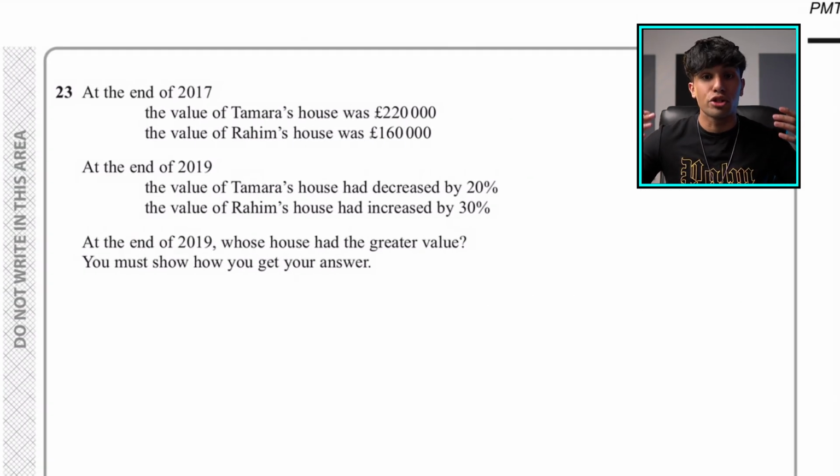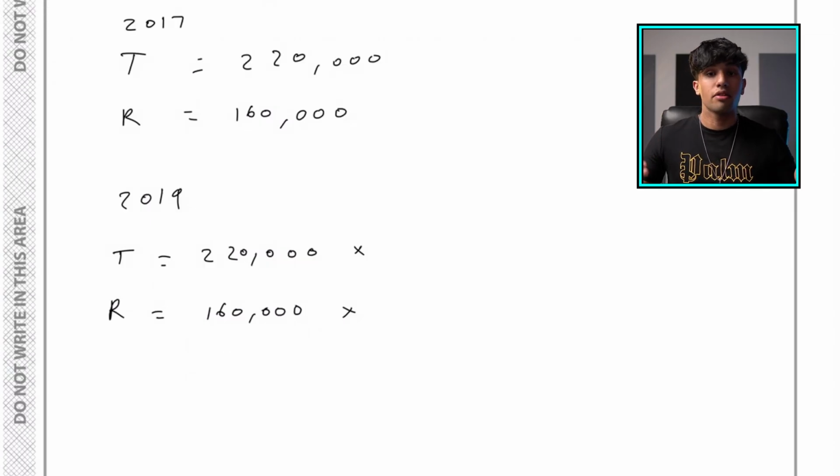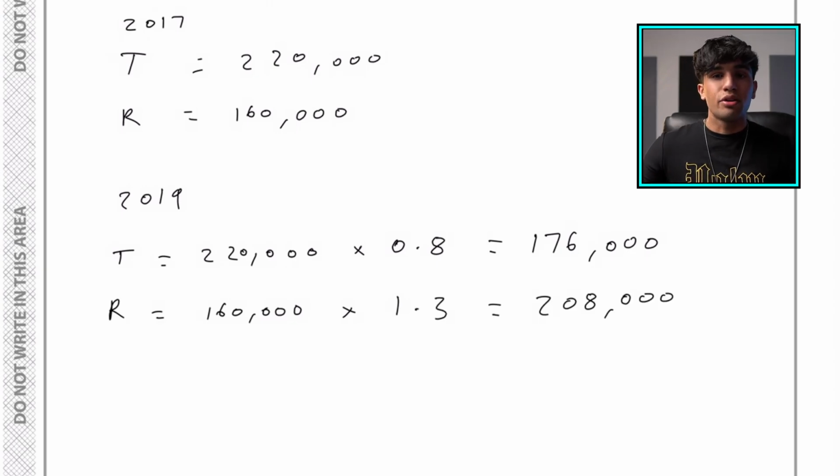In this question, we're given 2 different houses with different values in 2017. Now their values change in 2019, and we need to find out which house has the greater value. So let's start in 2017 and write down what we know. Now let's move to 2019. Tamara's house's value had decreased by 20%, so we can write that as times 0.8, and we get 176,000. Now Raheem's house's value had increased by 30%, so we can write that as times 1.3, and we get a value of 208,000. So to answer the question, Raheem's house has a greater value in 2019.